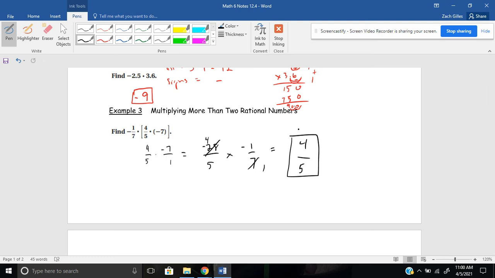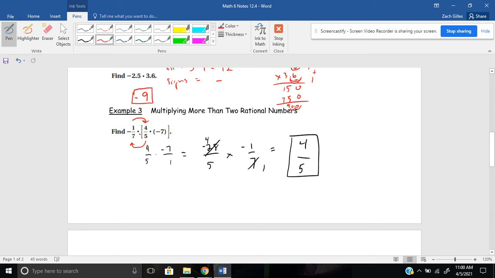The other way that you can do this problem that some of you might like, or maybe you saw this, is remember that when you're multiplying, the order in which you multiply doesn't matter. It gives you the same answer. So what some people might have done, or another idea that you could do, is you could change the order of this around a little bit.